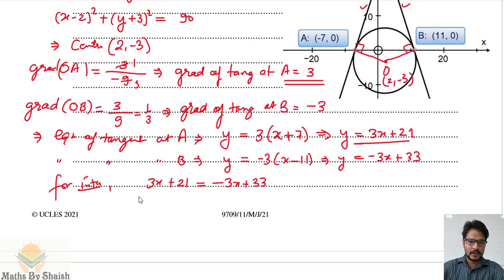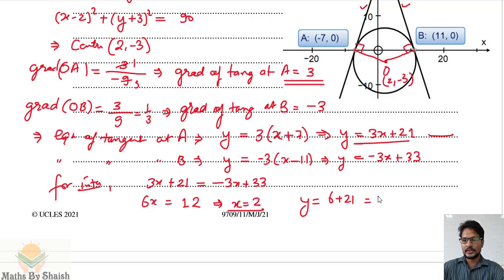So from here, 3x and -3x, this will come here, it is going to be 6x equals 33 minus 21, that is 12, so x becomes 2, as we have seen, and that is the answer. And we can get the y value from any of these equations. I'll put it here in the first one: 3 times 2 is 6 plus 21, and that is 27.